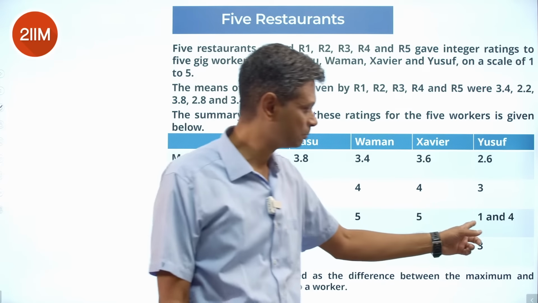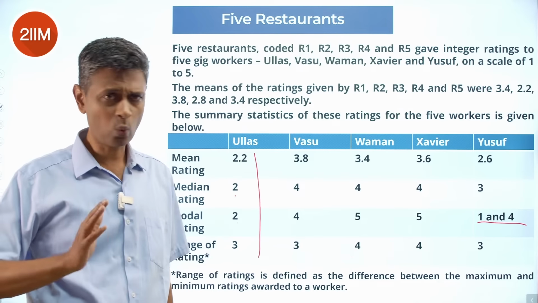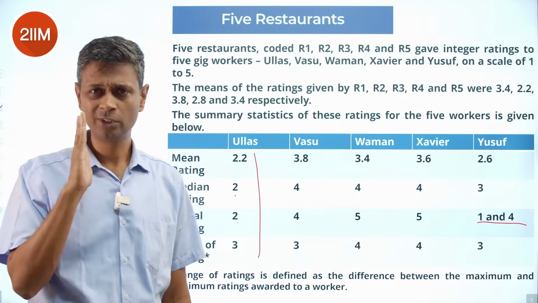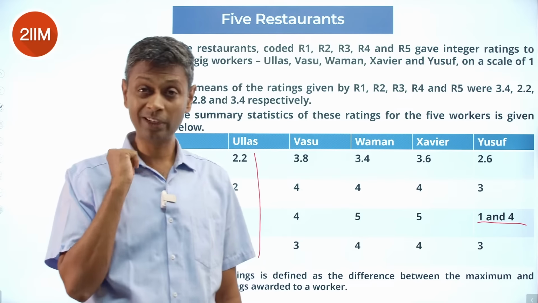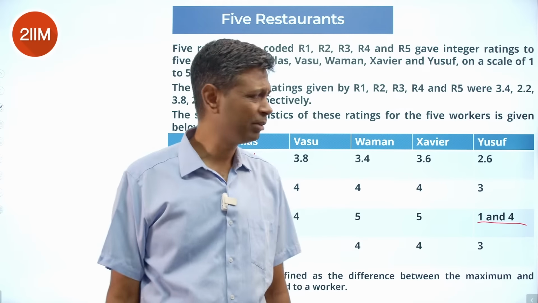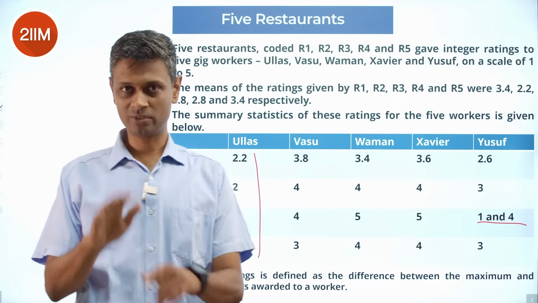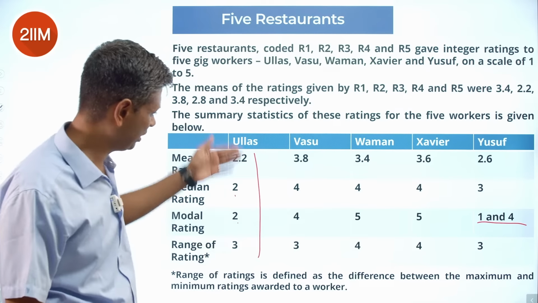This made it clear. Yusuf has 2 modes, 1 and 4. That means Yusuf has got 1, 1, 4, 4. 1 and 4 both occur more frequently than others and an equal number of times. So multimodal is mentioned here. That means 2 is a unique mode. Very happy, reassured by that. And so we have the information given by this sample.